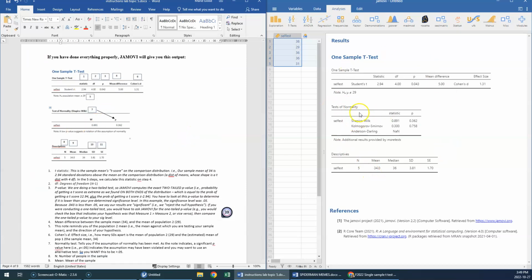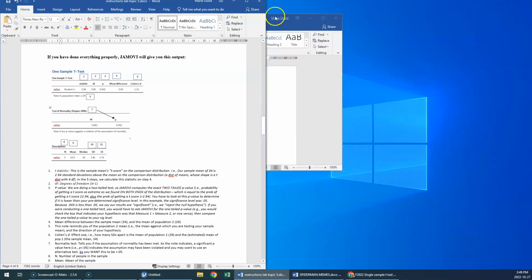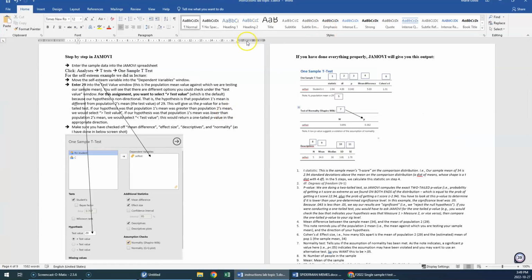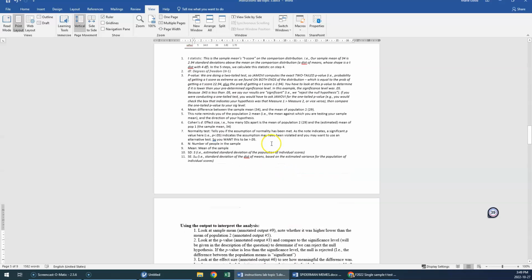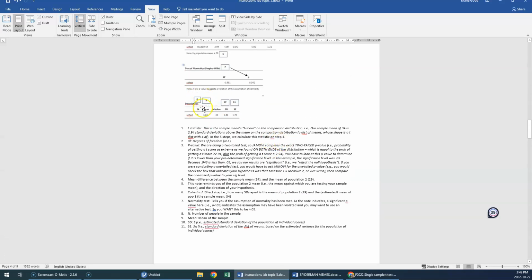It looks like the test of normality is a little bit different, an update that happened in between when I completed this and now. So we'll get to that in a minute, but I'm just going to enlarge my screen here. All right, first up, we are looking at the sample mean, annotated output number 9, and we're noting whether it was higher or lower than the mean of population 2. That's our comparison population mean. So where's our sample mean? Number 9 output, mean is 34.